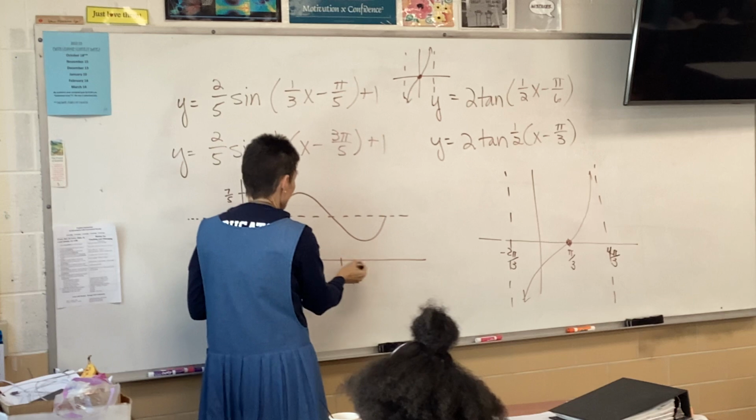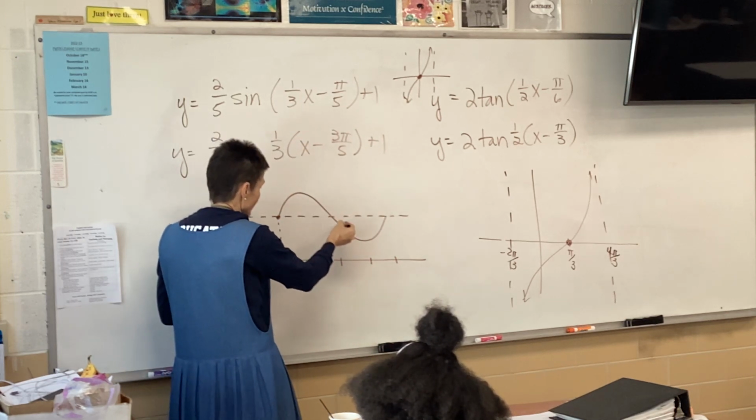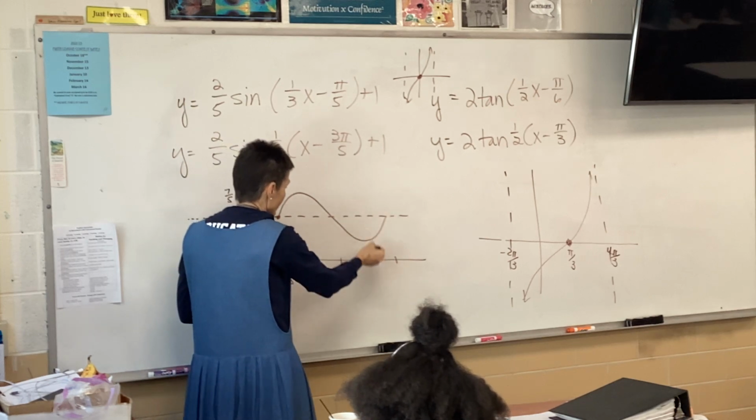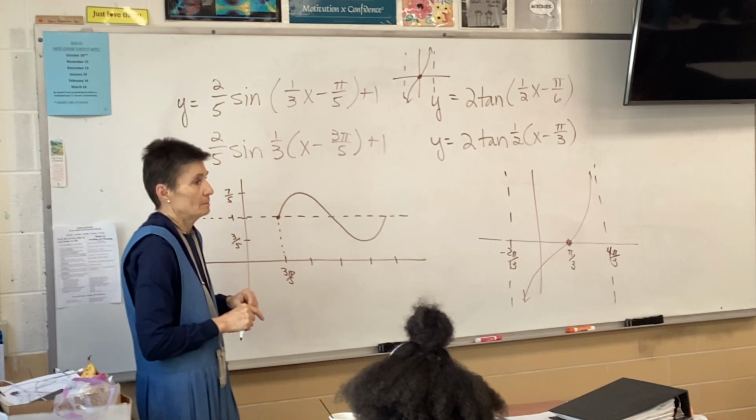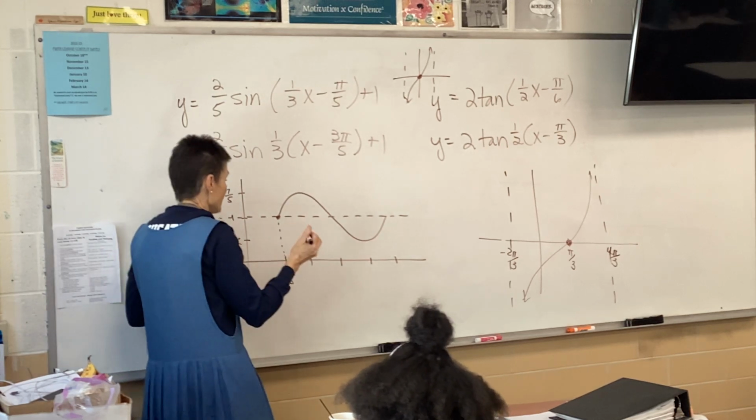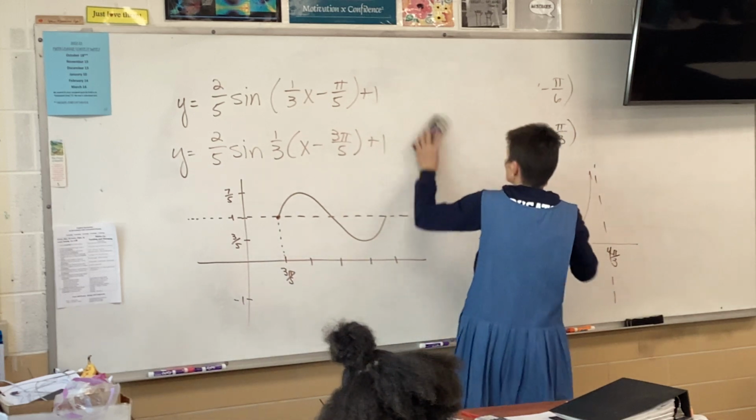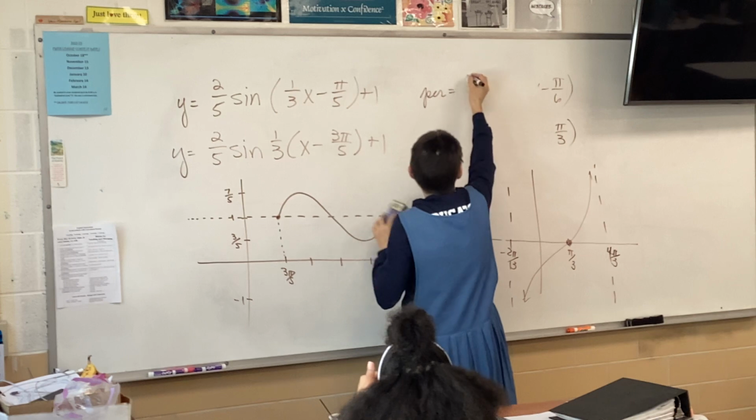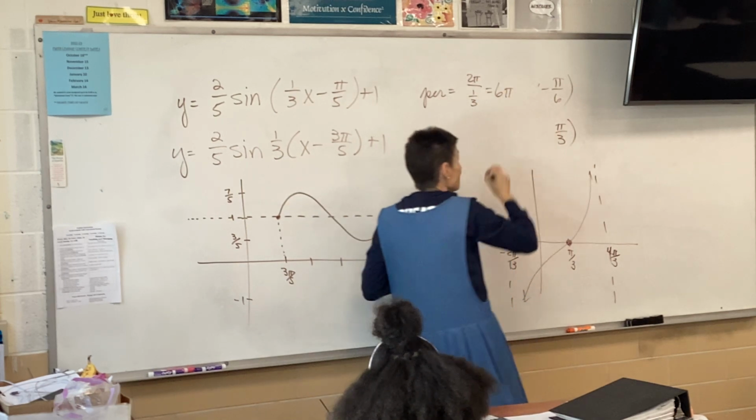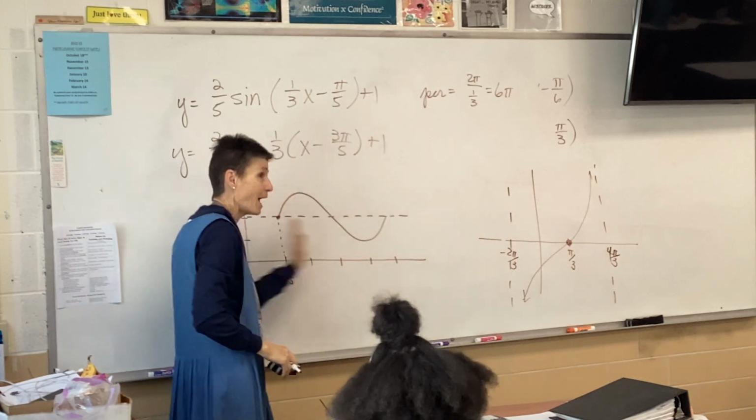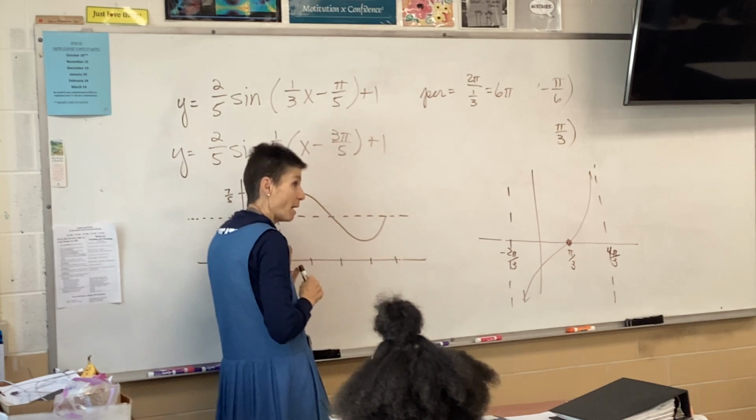Now, I need this label, this label, this label, and this label. That's the high point, my 0 where I cross, my low point, and my end point. What is the period of this curve? 6 pi. It's supposed to be 2 pi, but it's been divided by 1/3. So that means that the entire thing, start to finish, is 6 pi.